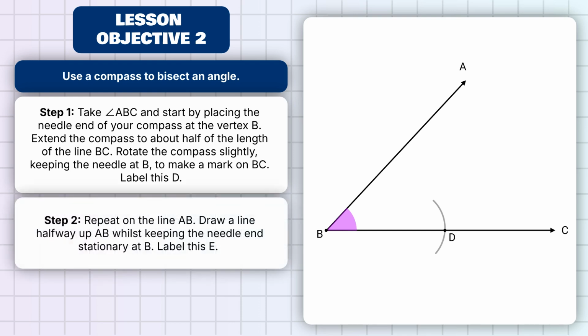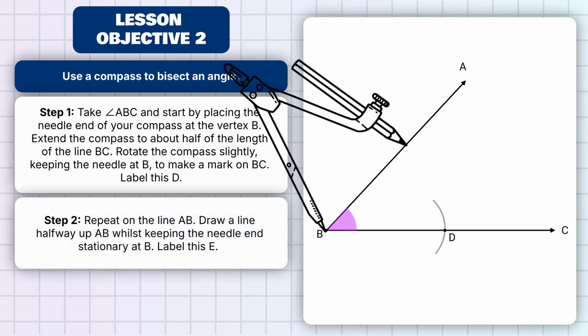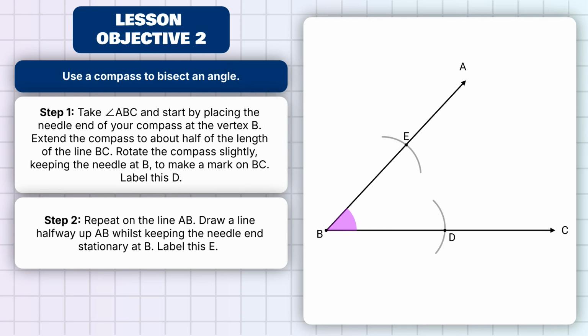Step 2 is to do the exact same thing on line AB, keeping the compass at the same width and keeping the needle at B. Do the same for line AB. Let's call this point E.